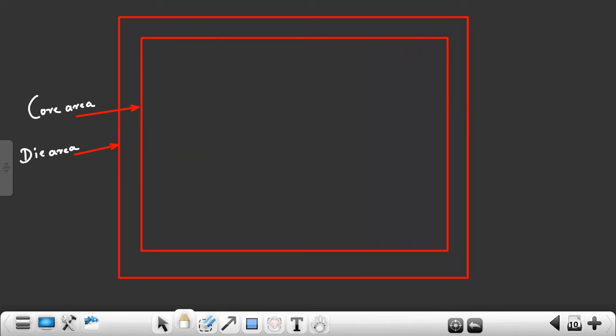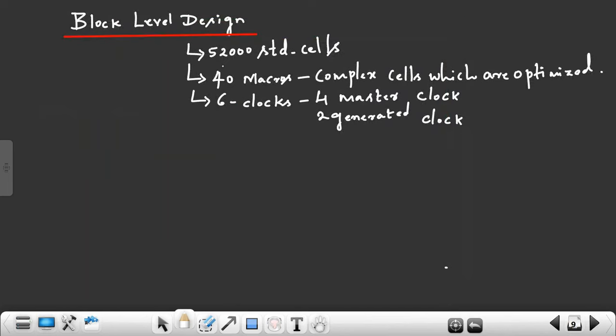So when you have core area, when you have die area, right? So how to create this core area? So we have to create the core area, right? So this core area should occupy all the cells, right? All the cells and macros.